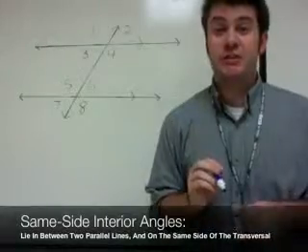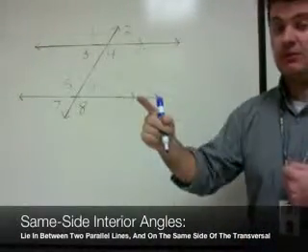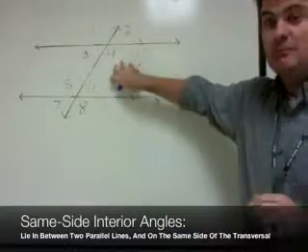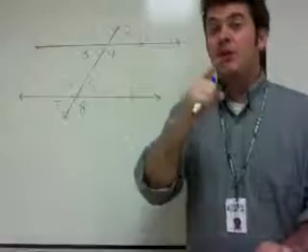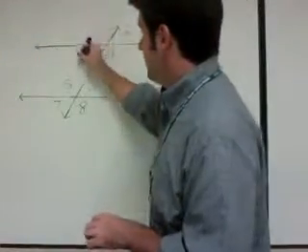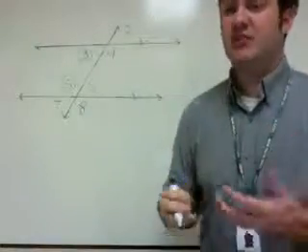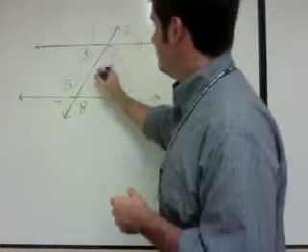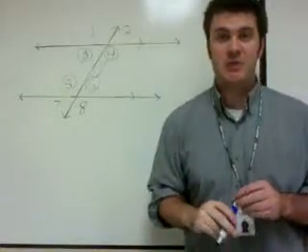Okay, same-side interior angles are two angles formed by two parallel lines and a transversal that also lie in between the two parallel lines, but lie on the same side of the transversal. So let's take a look at what the pairs are here. 3 and 5 are one pair of same-side interior angles. 4 and 6 are the other pair of same-side interior angles in this picture.